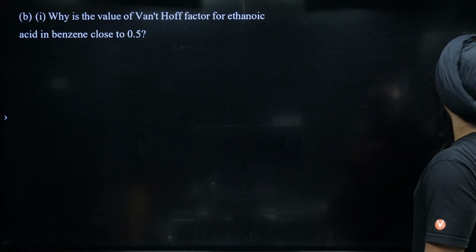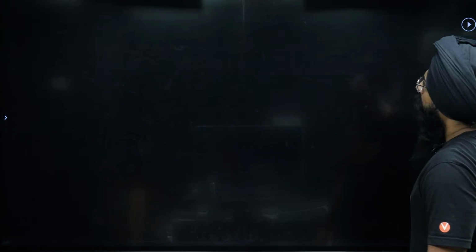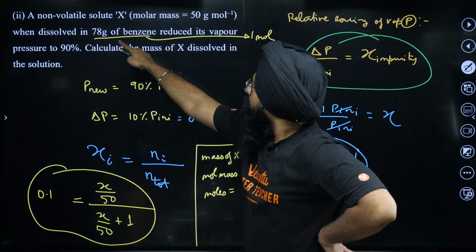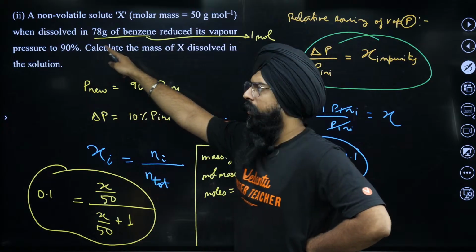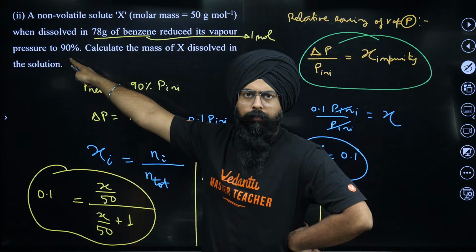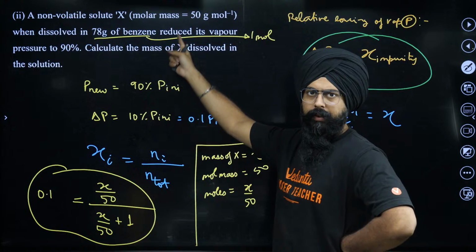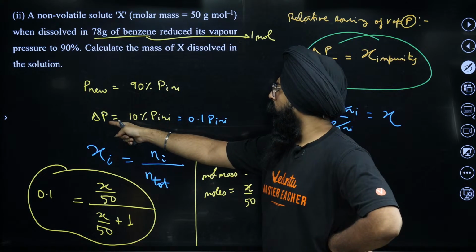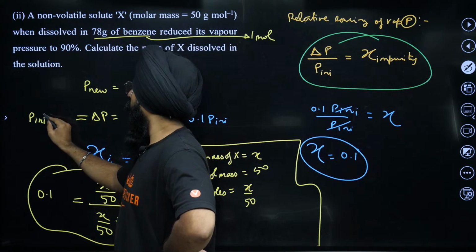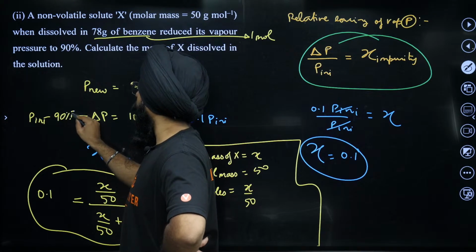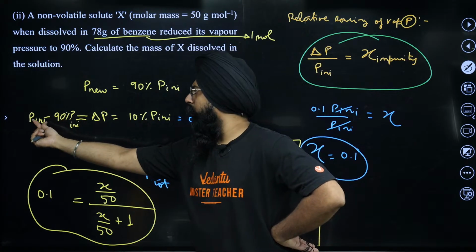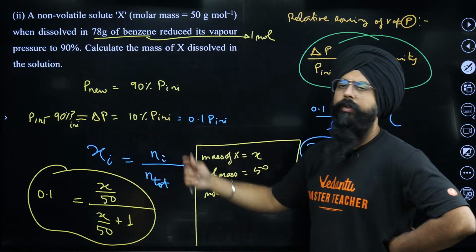Sumit is saying, can you explain how we get 10% pressure? Okay, we'll go back to that part. Doubt solving is important, so we'll do that. So what is it saying? When we put the impurity, the pressure was reduced to 90%. So the new pressure is 90% of the original pressure. That is what the question says. So change in pressure, delta P, is initial pressure minus 90% of initial pressure, which is 10% of initial pressure.